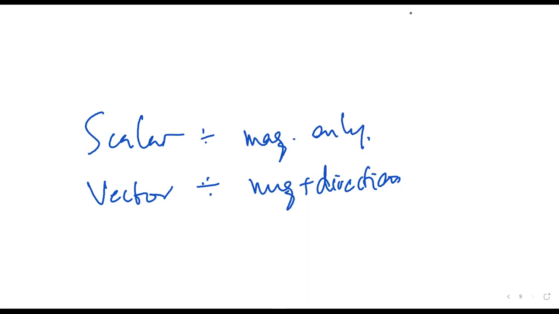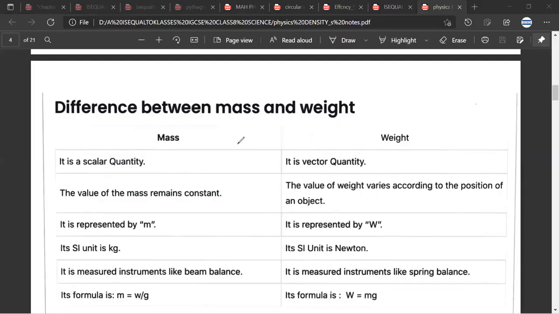So, Mr. Satya, have you understood the difference between scalar and vector? Yes, sir. So, mass is a scalar quantity. This means that you require only magnitude. For example, you will say 5 kg. Because only magnitude is given, it is a scalar quantity.